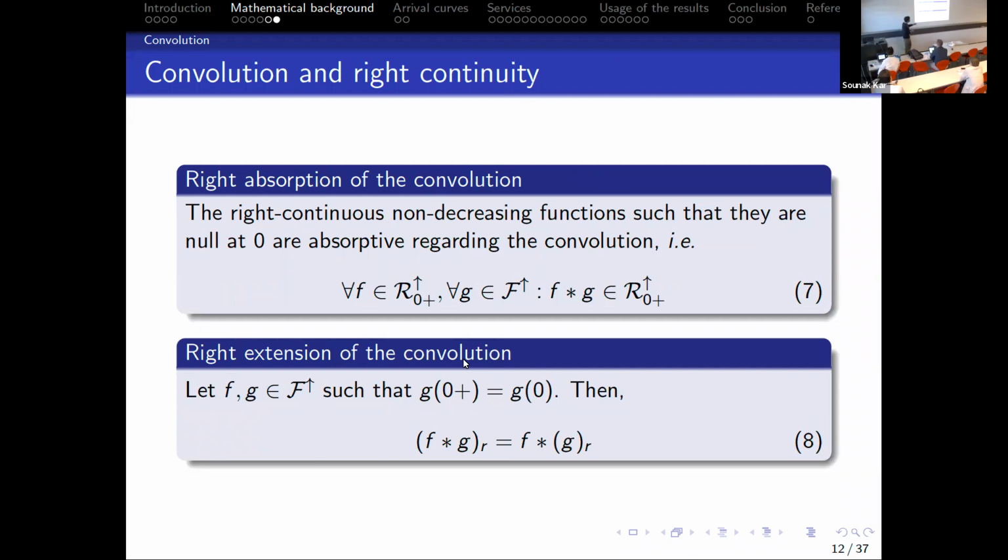In the same way we work on the right continuous functions, and we have a bit stronger property, which is that we only need to have one of the two functions in the set of left continuous non-decreasing functions, such that they are null at 0, to have the convolution product in the same set. And with the right extension of the convolution product, we only need to have one of the two functions with the right limit of the function at 0 equal to G0.